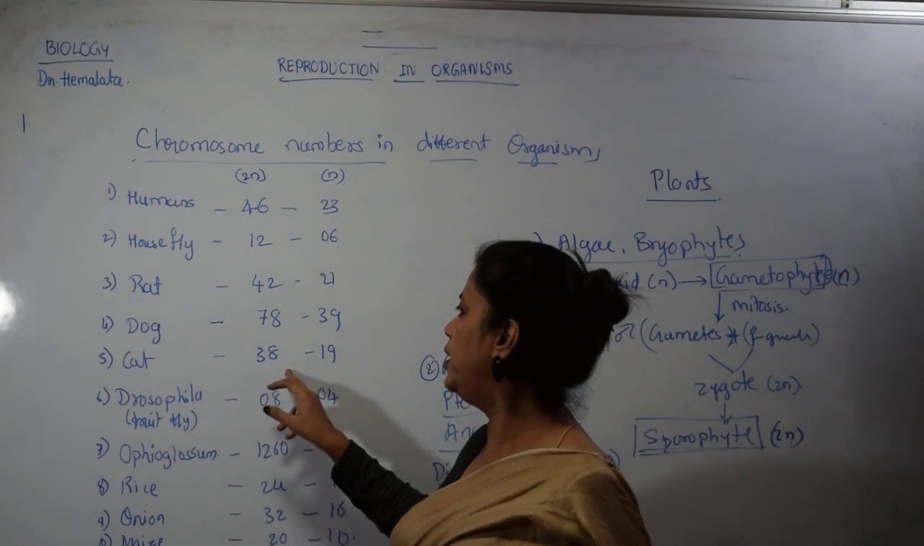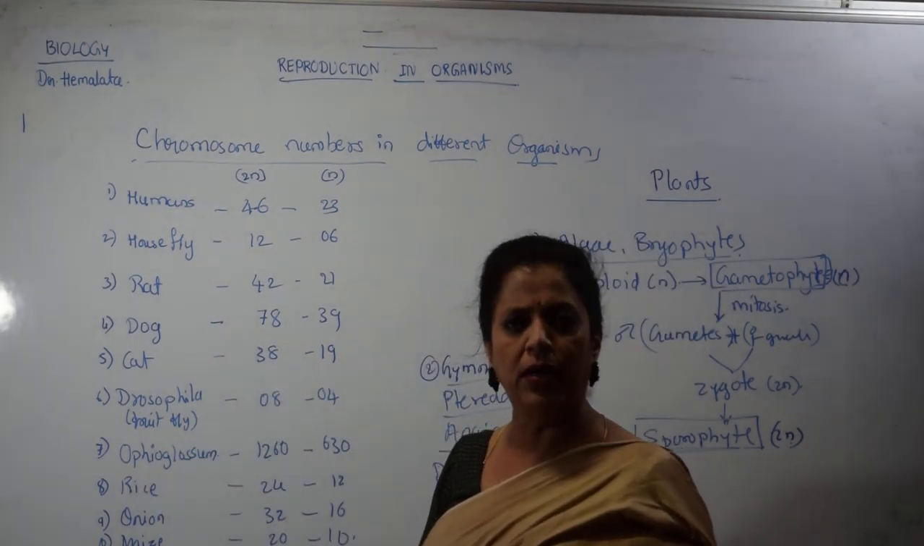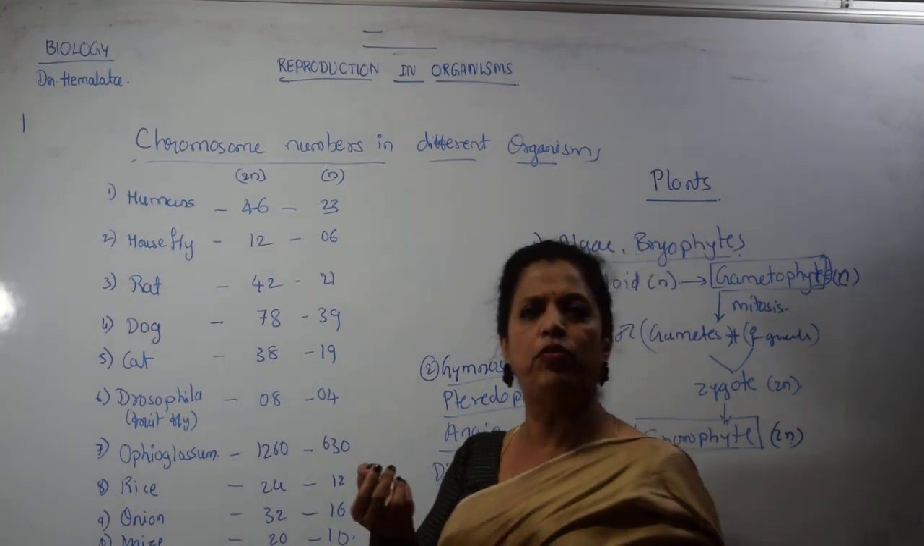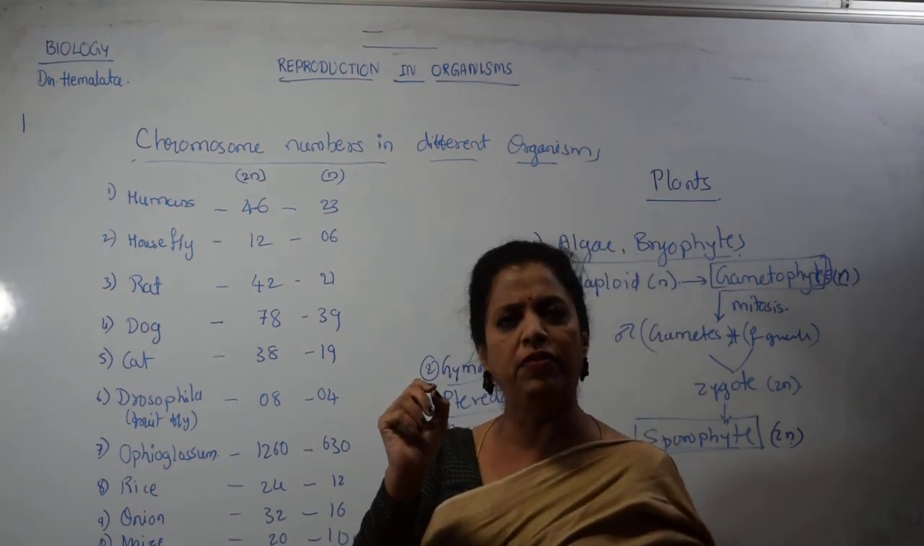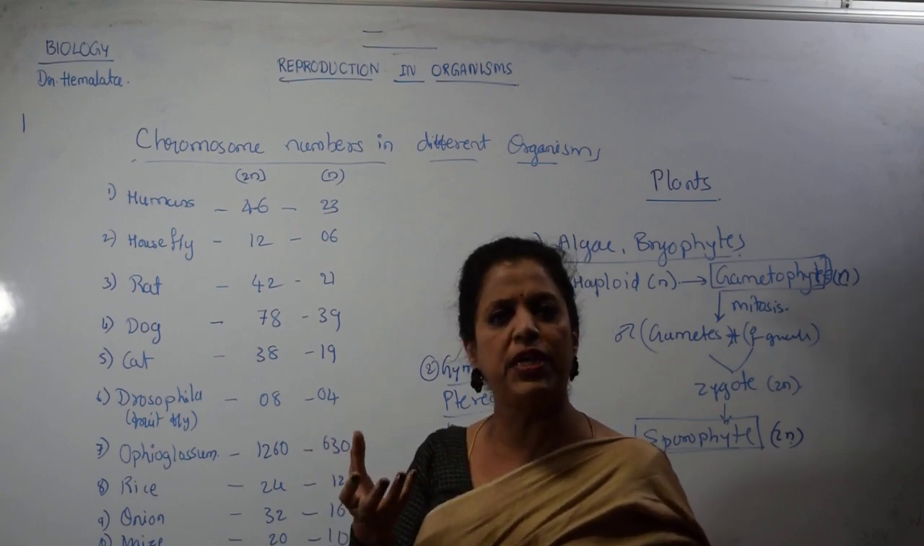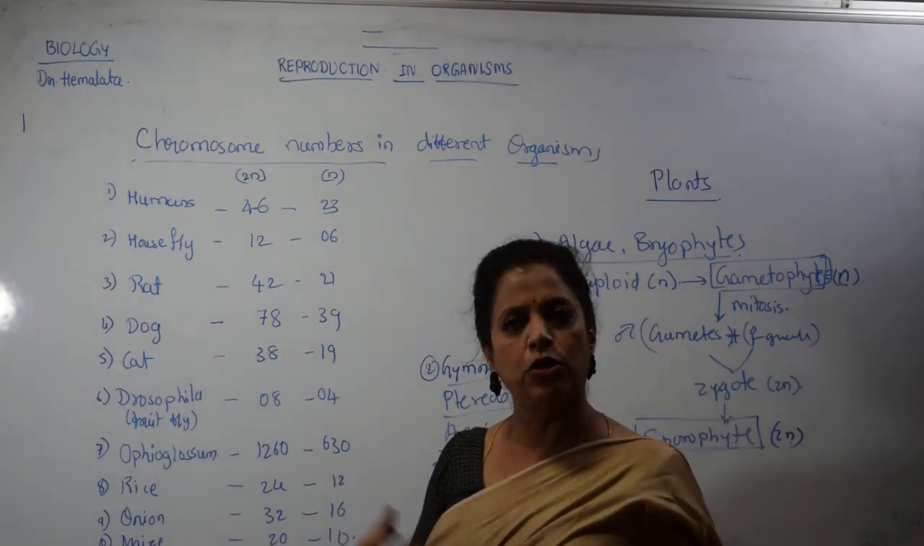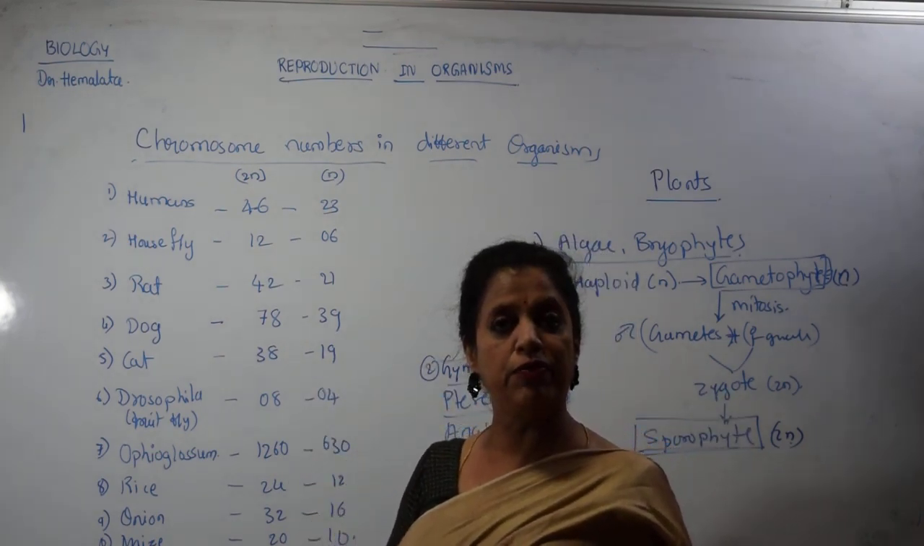Cats have 38 chromosomes, and the haploid number is 19. Drosophila, we call it the fruit fly. You would have seen the small vinegar fly or fruit fly, which are black flies that appear during the summer season whenever there is fruit getting rotten. These flies come over and start roaming around it. Those are called the fruit flies.